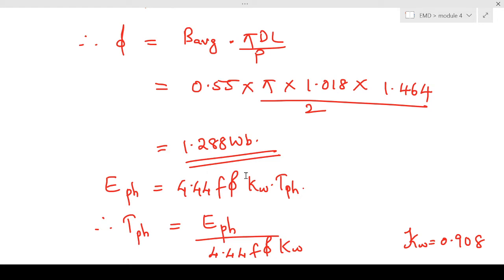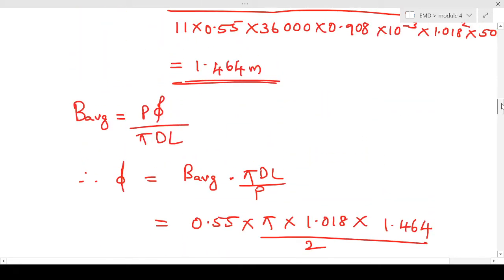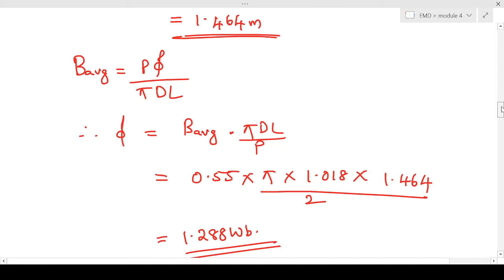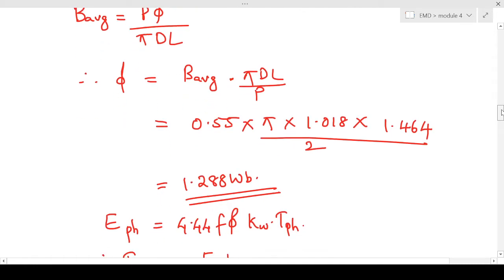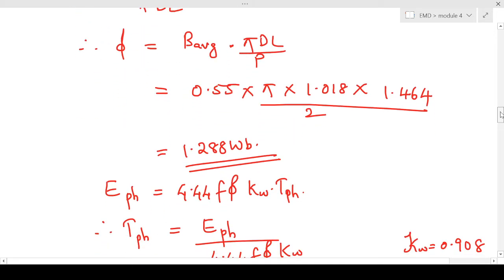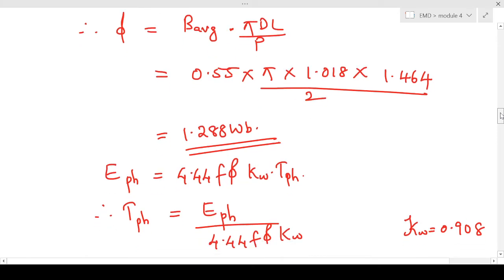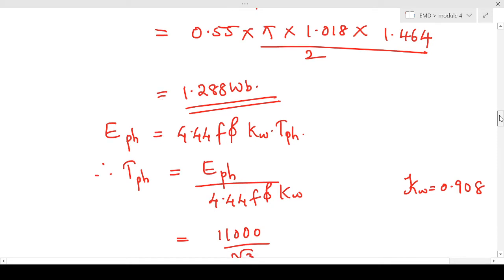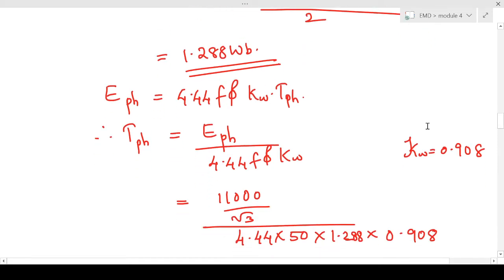In order to find the flux per pole, we can use the expression for B average. B average is Pφ divided by πDL, and from that we'll get the value of flux per pole. So it is obtained as 1.288 Weber. Next we have to find the turns per phase. So turns per phase will be equal to E phase divided by 4.44 f Kw, and this machine is star connected, so we are taking the phase value of voltage.